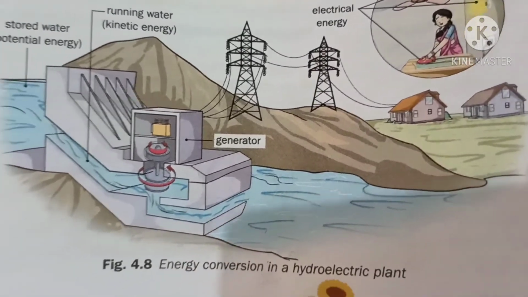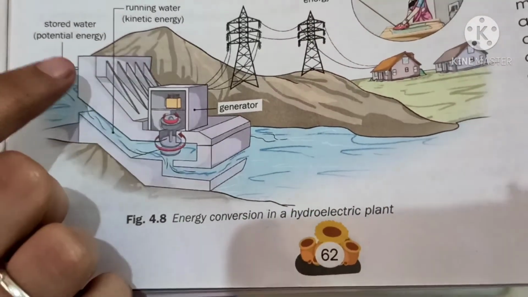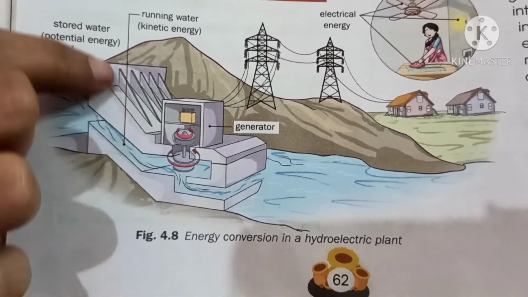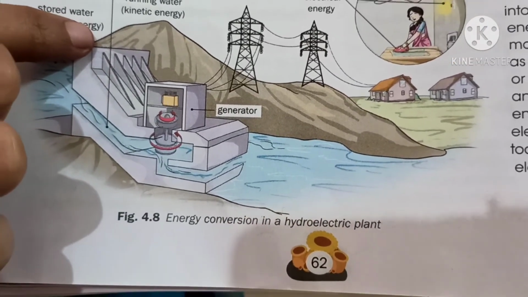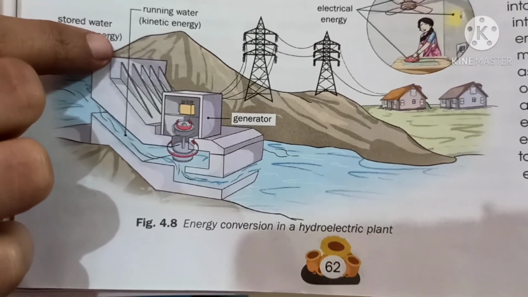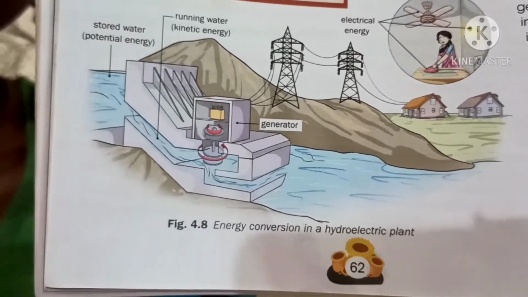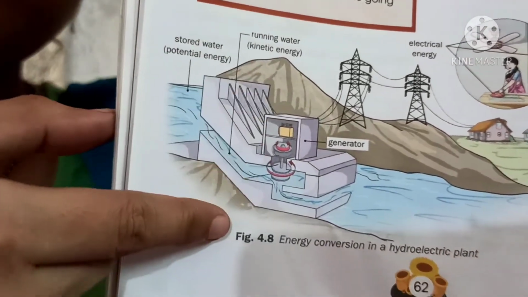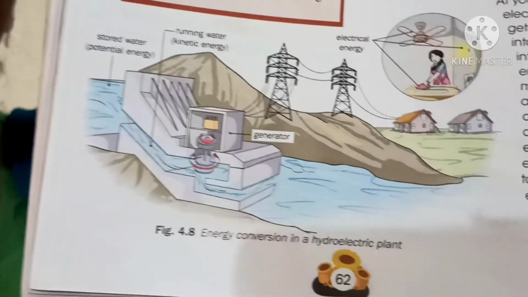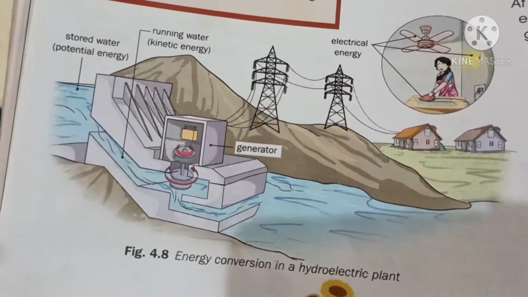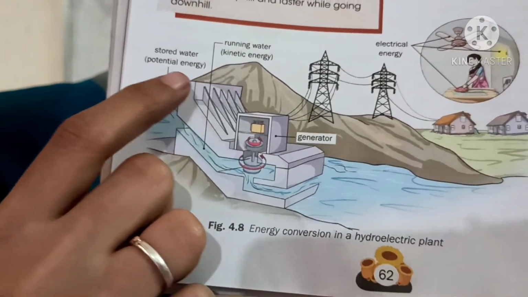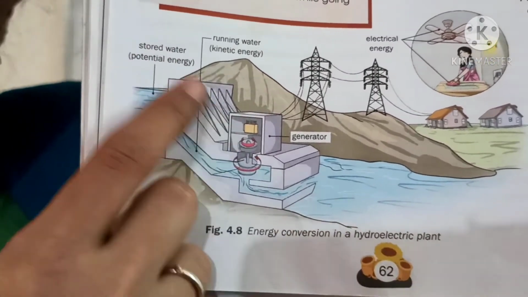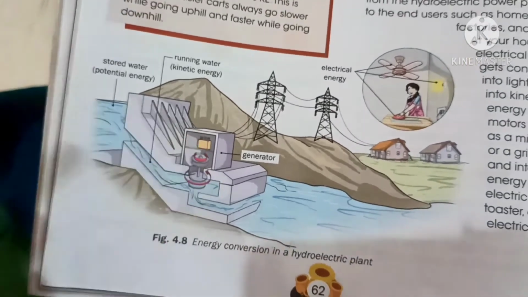Okay, so what happens? Water when stored in the dam has got a raised height. That is why water stored in dam has more potential energy than the water which is present in the river. So river water is stored in dams so that because of the raised height, it may have the gravitational potential energy. And when that gravitational potential energy is made to flow, that running water possesses kinetic energy.